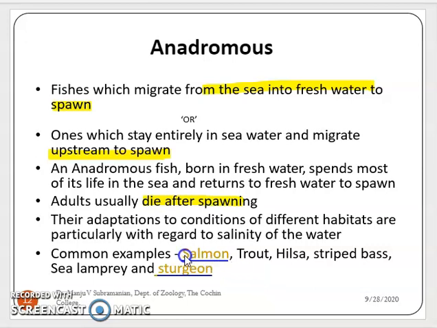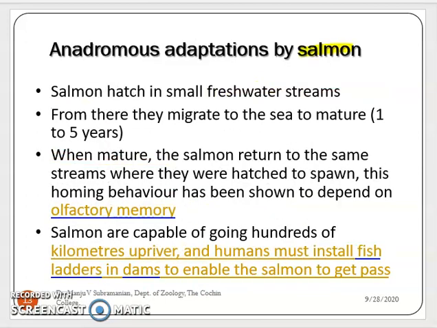For example, the salmon is a good example of anadromous fishes, then sturgeon, sea lamprey, trout, hilsa, then bass, striped bass, etc. are good examples of the anadromous type of migration. And let's see anadromous adaptations in salmon. The salmon hatch in small freshwater streams, and they migrate to the sea to mature. When mature, the salmon return to the same stream where they were hatched to spawn. And this homing behavior has been shown to depend on olfactory memory.